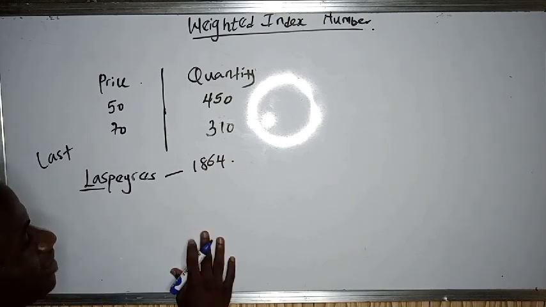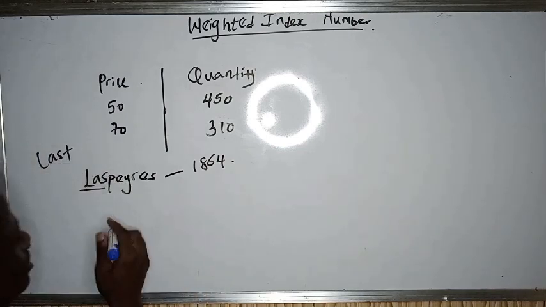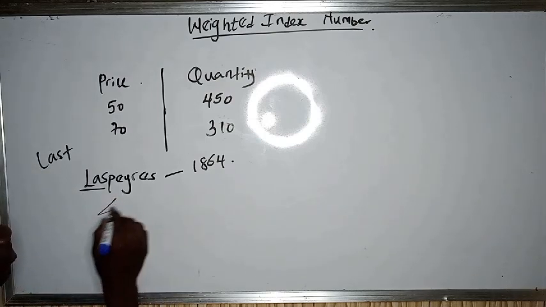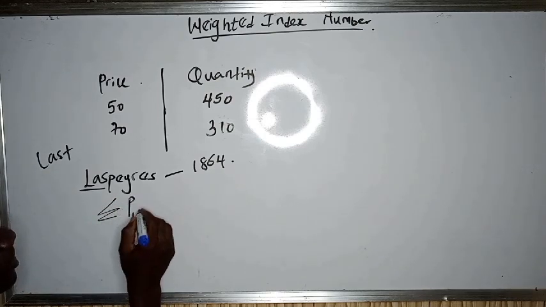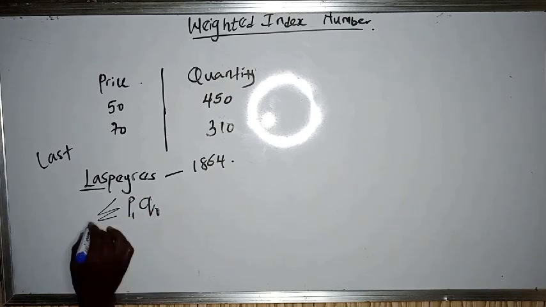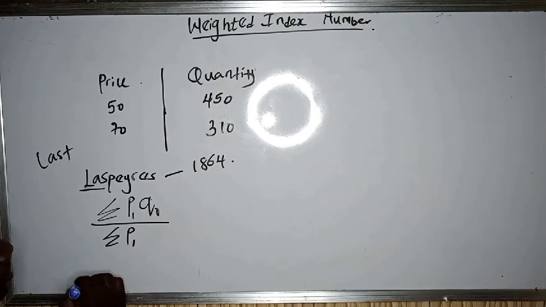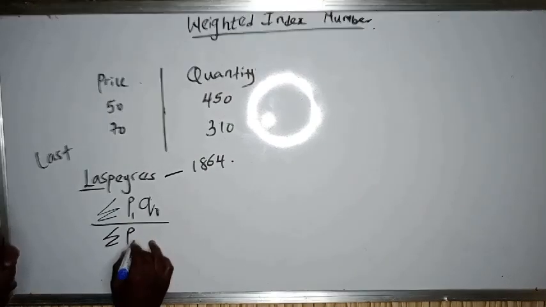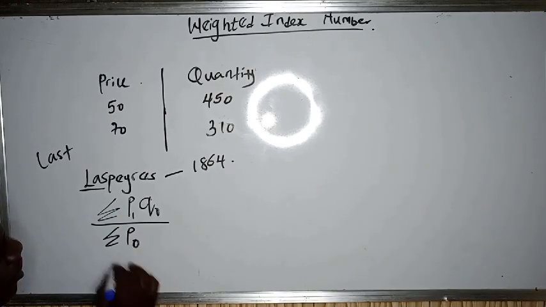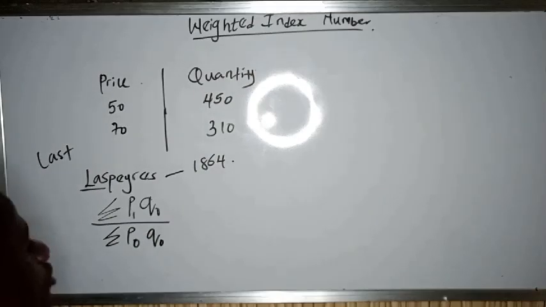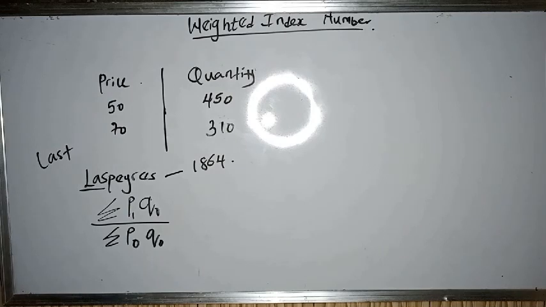So this is the formula for Laspeyres. Laspeyres believed that the formula for calculating index should be summation of P1 Q0 over summation of P0 Q0. This is what Laspeyres believed. He believes that we should use the old year quantity.